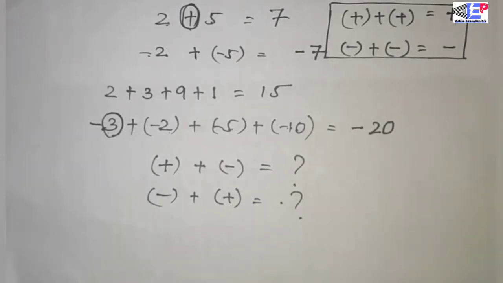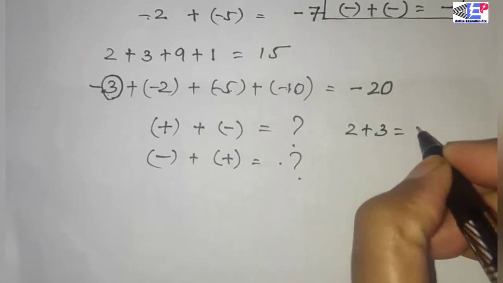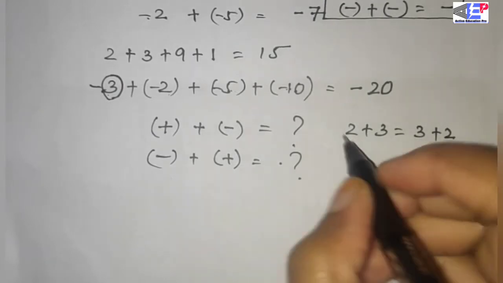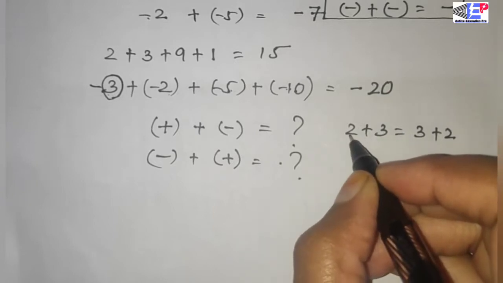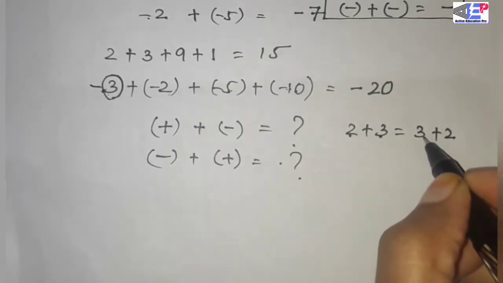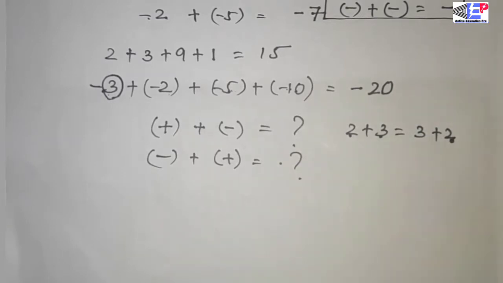Look here, you know addition of integers is commutative. Addition of integers is commutative, means if you add 2 plus 3, which is equal to 3 plus 2, if you change its order, no change in its result.